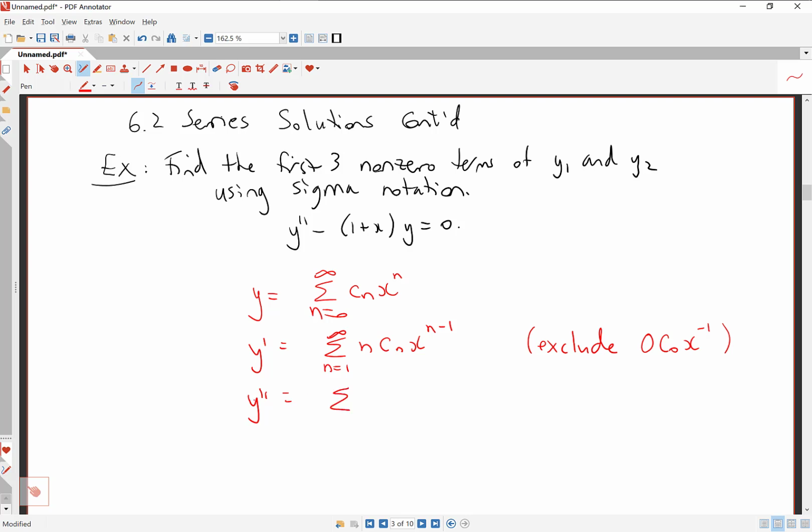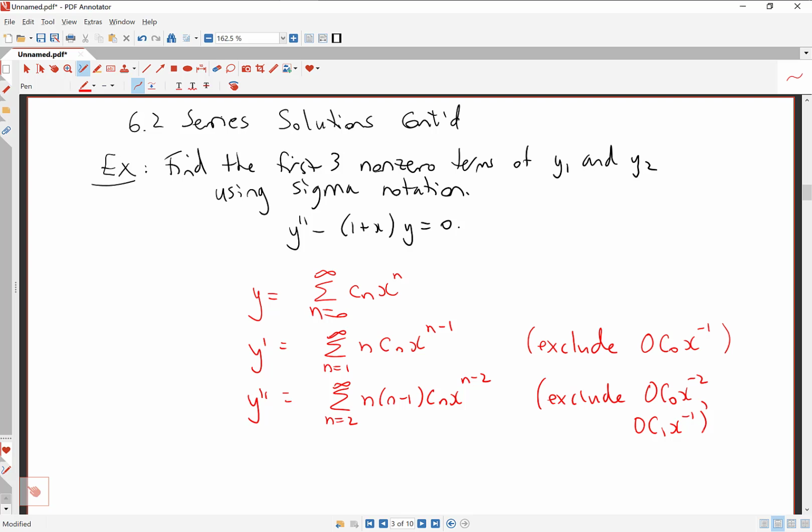Similar story for y double prime. We're going to see that we actually start the summation there at n equals 2. The term-by-term derivatives are going to look like n times (n minus 1) c_n x^(n-2). And let's think for a second about why it's valid to start that summation at n equals 2. If we had included the n equals 0 term, let's just try subbing in n equals 0 here, it would be 0 c_0 x^(-2). And the n equals 1 term would be 0 c_1 x^(-1).